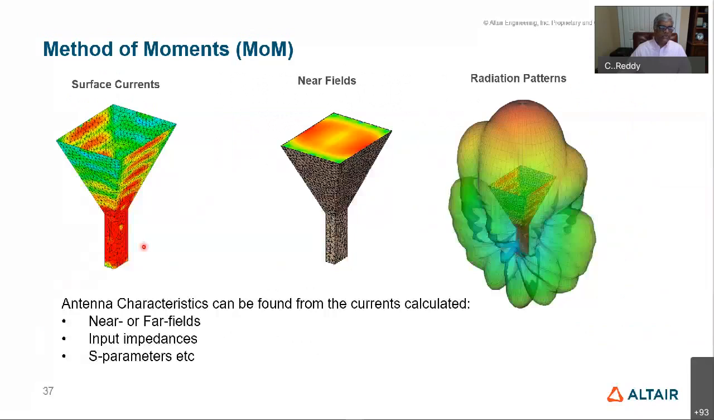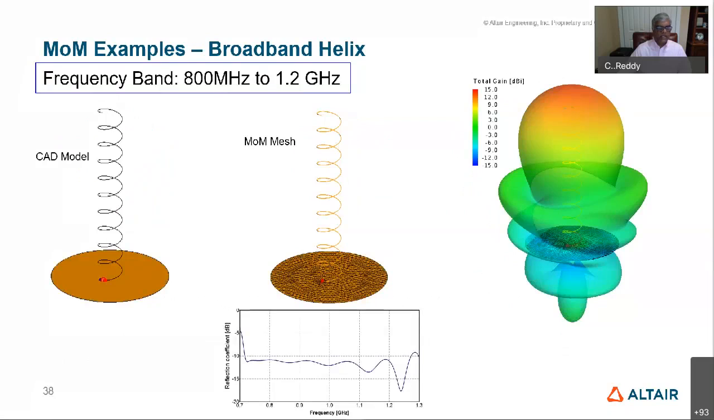Once you get the solution, you have the surface currents, you can have the near fields, the radiation patterns, the S parameters, and input impedances. Any quantity you want to have, you can have. Typical examples could be a broadband helix antenna with curvilinear segments, discretized with method of moments, and you can compute the pattern and also the reflection coefficient.